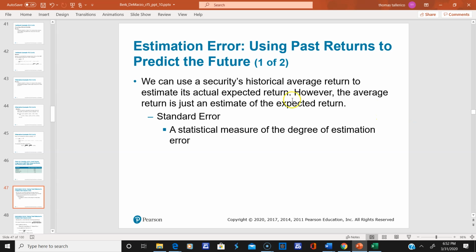You can basically look at a security's historical average return to estimate its expected return. However, the average return is just an estimate of the expected return. There's a thing called the standard error, a statistical measure of the degree of estimation error. This is going to tell you how much error you have. Now it starts getting very probabilistic here, and this is where we start running into trouble.